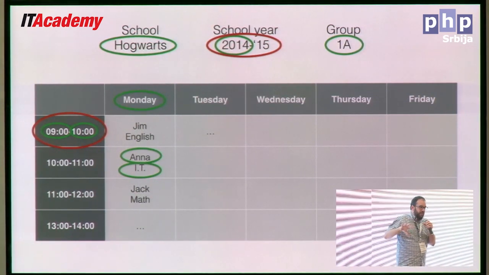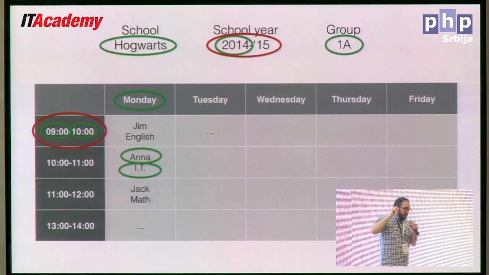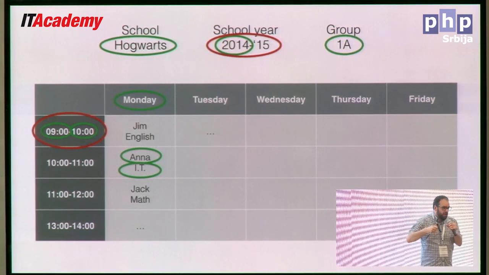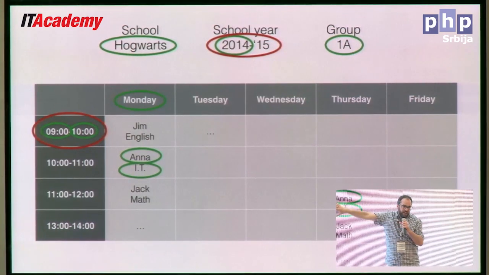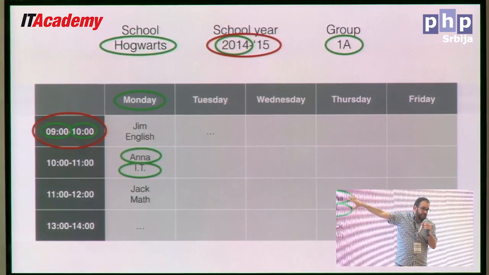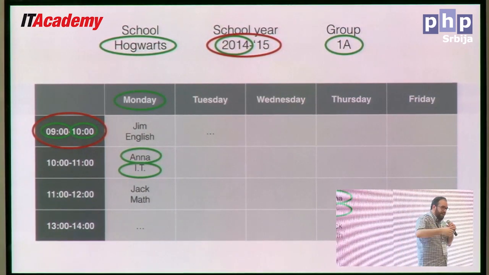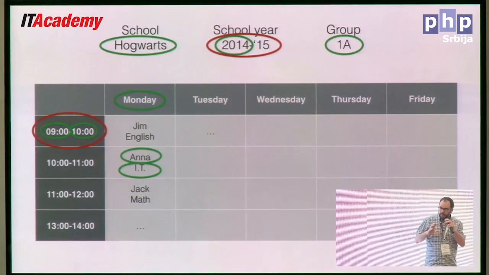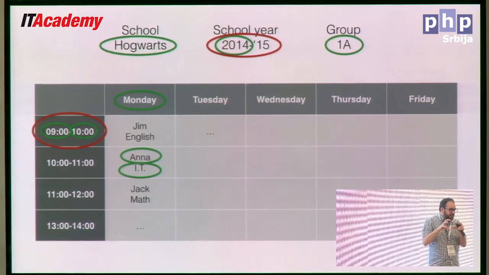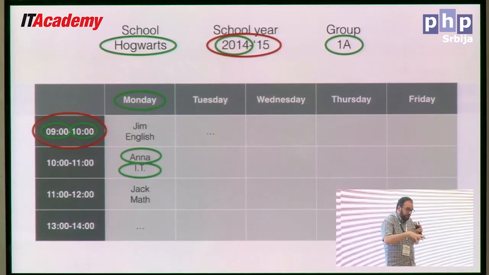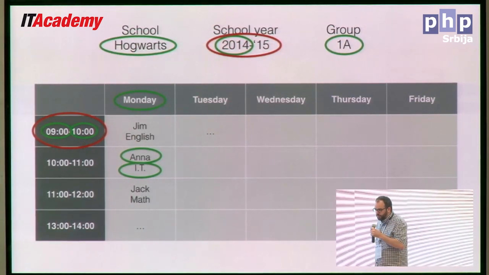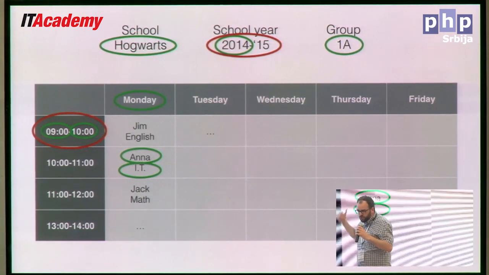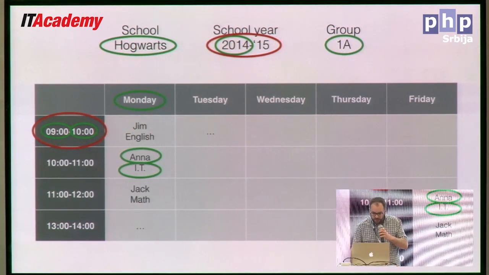In a sense, we have some concept of identity here. The identity is the fact that it happens at this point, and what happens at this point, that's sort of the value. So the period becomes the identity for the class happening in the period, if that makes sense. Yeah? It's all very simple, really. This should all be stuff that you can sort of naturally understand.